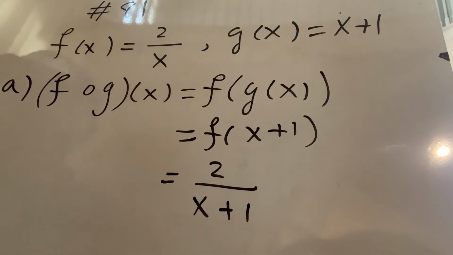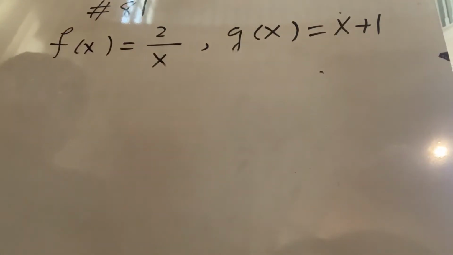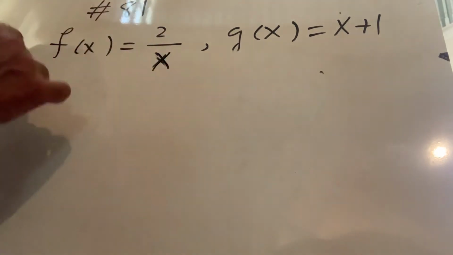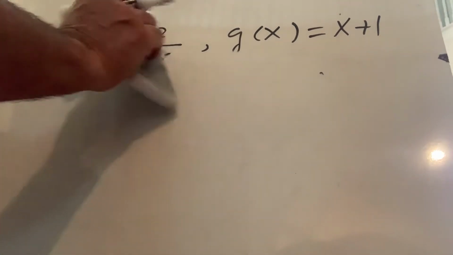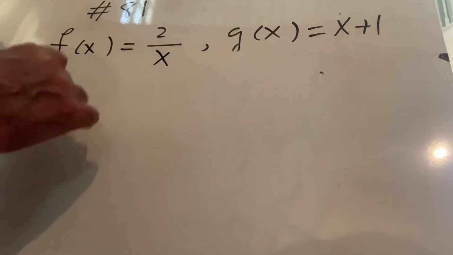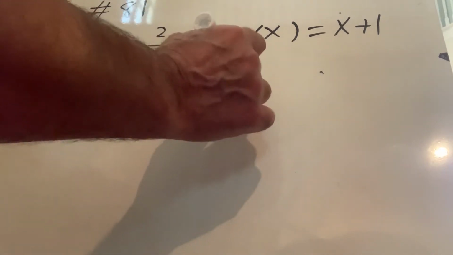Now, the other one, part b, of course, is just the opposite order. So let me just show you part B. In part B, using the same two functions, we want to know what is g composed with f instead of f composed with g. So now we're looking for g composed with f of x. And again, as the definition goes, that is g of f of x.